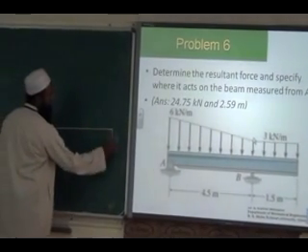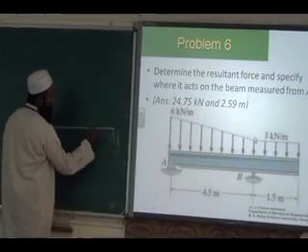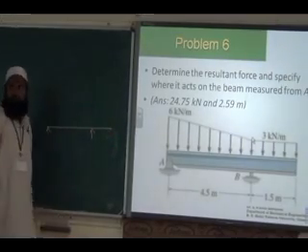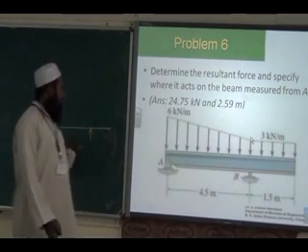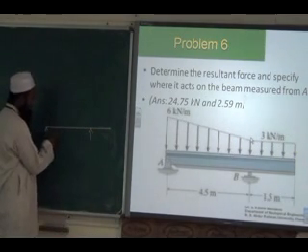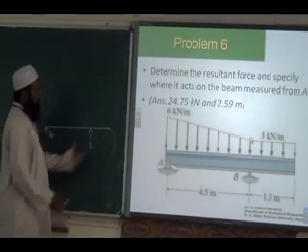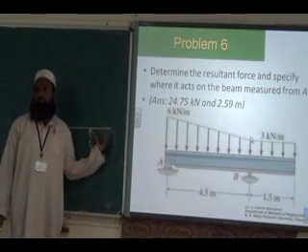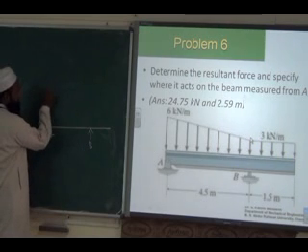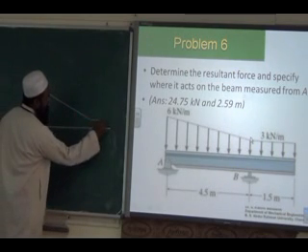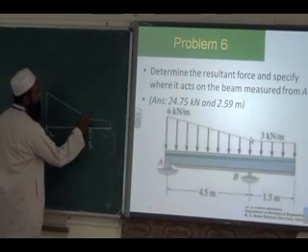This is the support. So these are the supports A and B. So the beam overhangs here. This is the loading we have.